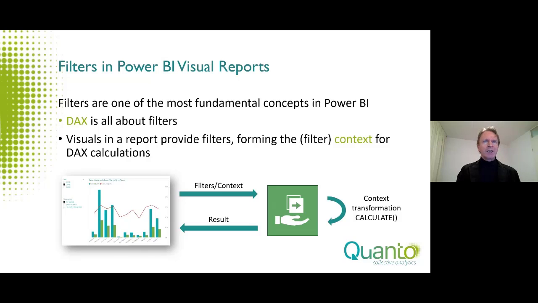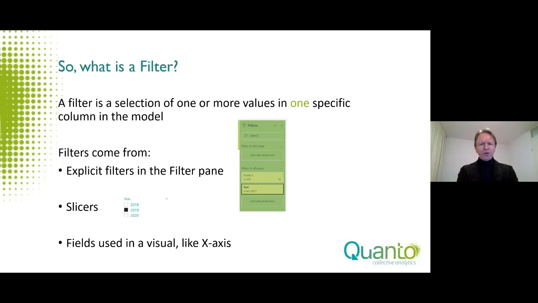Now, what is a filter exactly? Starting off from a Power BI visualization, a filter you could say is a selection of a couple of values in one single column of the model. And there are all types of ways to create filters in your Power BI report. You can use the filter pane, of course. If you have a slicer, you make a selection there, you create a filter, and basically everything in a visual, labels, axes, legends, everything returns a filter.